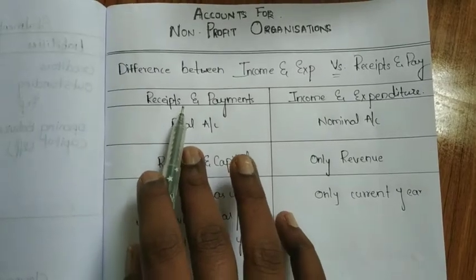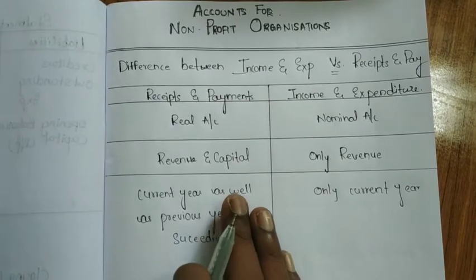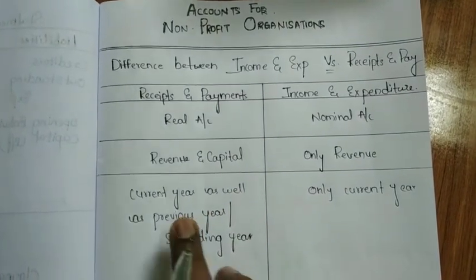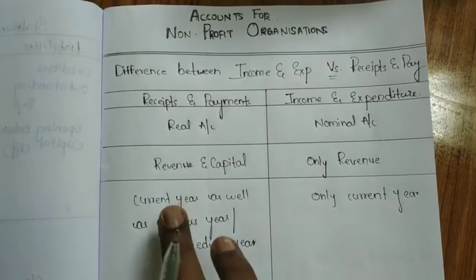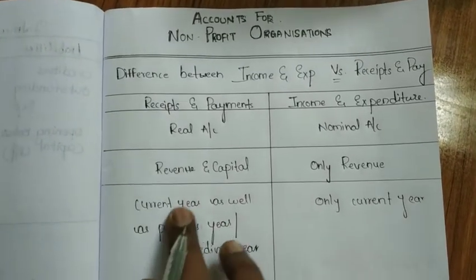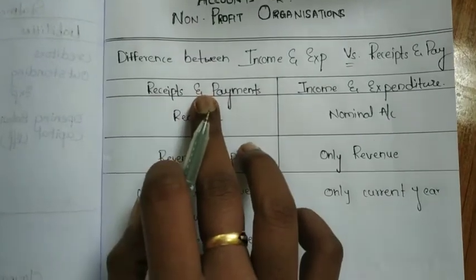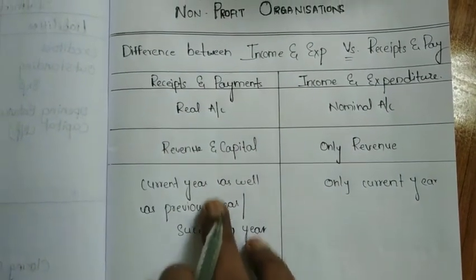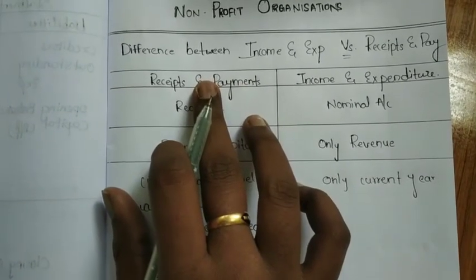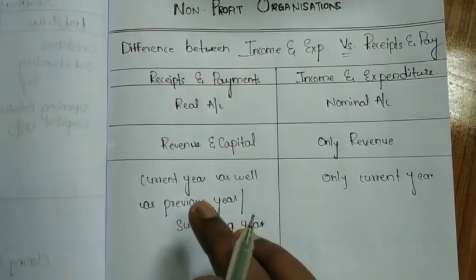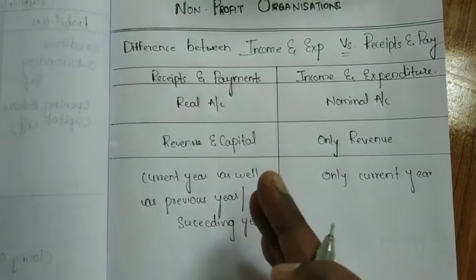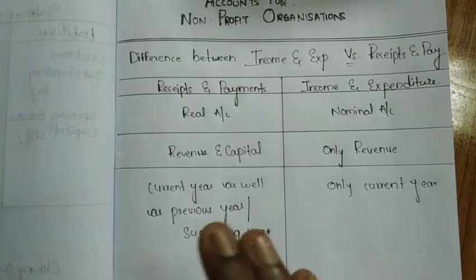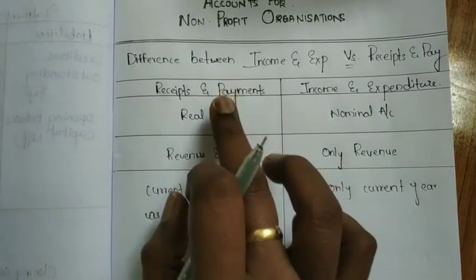In receipts and payment account, all the transactions done during the year, related to the previous year or succeeding year or the current year, will all be considered. For example, let's take we are preparing the receipts and payment account of the year 2019. In 2019 you have made an advance payment, that means for the next year you have paid the amount. That amount will also be considered in receipts and payment account.